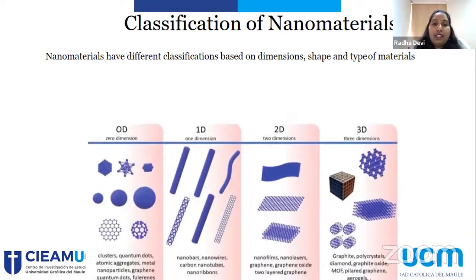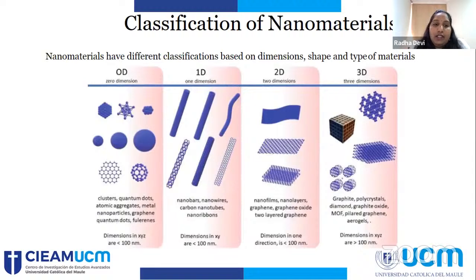When we talk about dimensions, zero-dimensional nanomaterials include nanoclusters, quantum dots, metal nanoparticles, graphene quantum dots, and fullerenes. In one dimension, we can see nanowires and carbon nanotubes. Two-dimensional nanomaterials are mostly sheets and films. And in the case of three-dimensional nanomaterials, we can talk about graphite, polycrystals, diamond, graphite oxide, aerogels, etc.